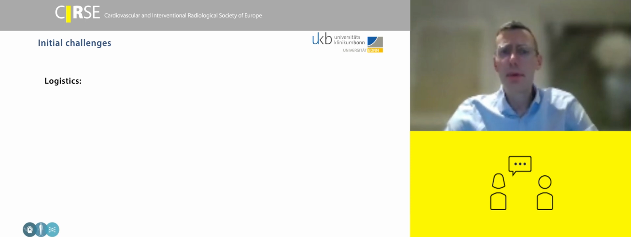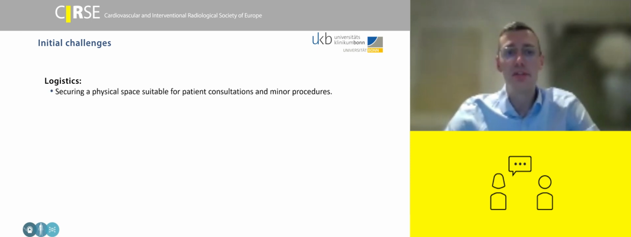What are the things we have to think about? Well, one key finding is that we need a room. So you need a physical space suitable for patient consultation. So it's not allowed to be a very small room. You need a place for examinations, even possibly minor procedures. It needs to be calm. You don't want different referrers coming in asking you questions the entire time.